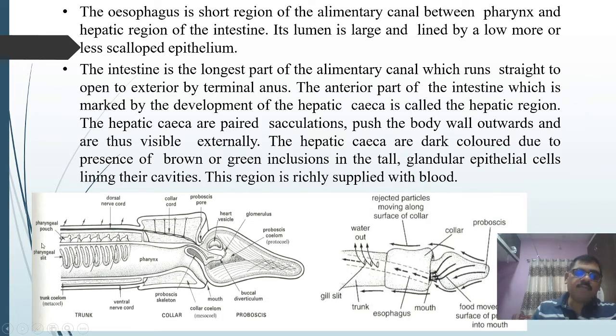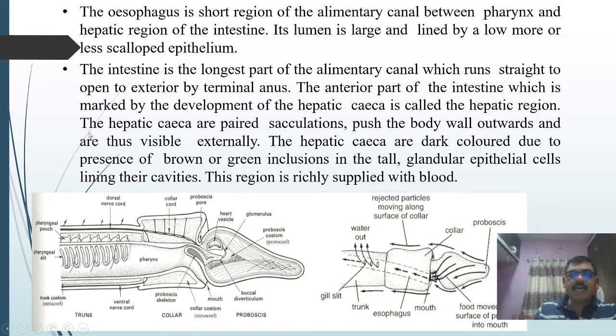So after this pharyngeal region, the next region starts, and that is the intestine, and that intestine terminally ends in the anus. The anterior part of the intestine is marked by the development of the hepatic ceca, and that region is called the hepatic region.